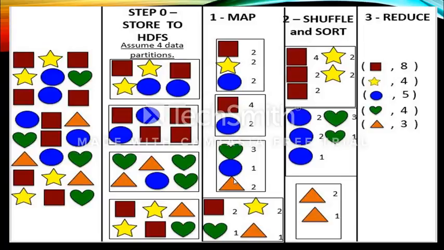Before we start, let's see how MapReduce works. It's a four-step process. In this example, we have taken different geometrical shapes and we've stored these shapes into HDFS first. The next step is the mapping of these shapes and the value of that in each partition. The next step is shuffle and sort, and finally we reduce the count of the occurrences of these key value pairs.